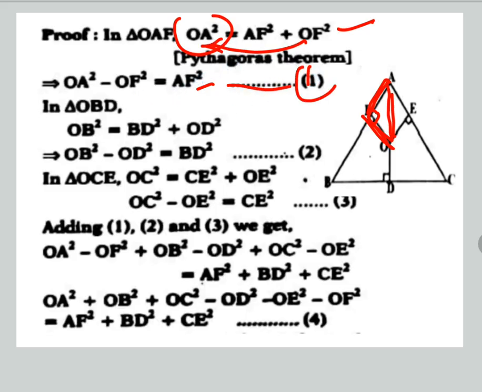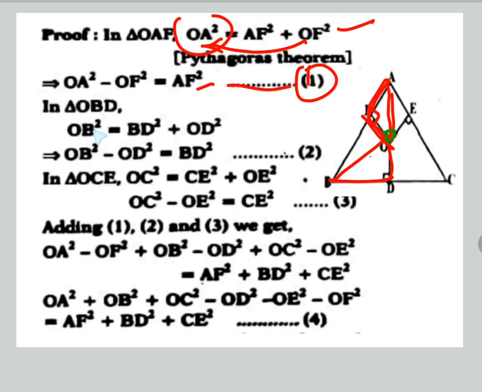This is number 1. And likewise from OBD triangle, and the second triangle is OBD. This is OBD triangle. OB is hypotenuse and OD and BD are the other two sides. We can write OD square plus BD square is equal to OB square.